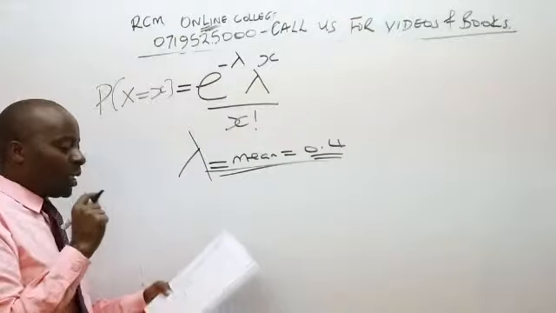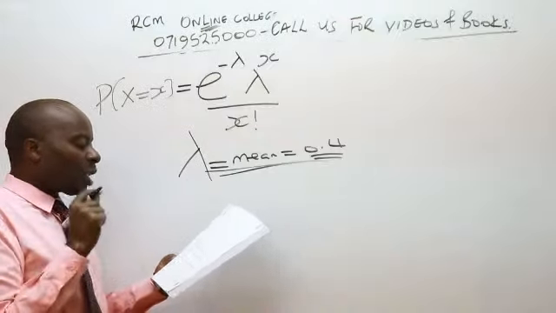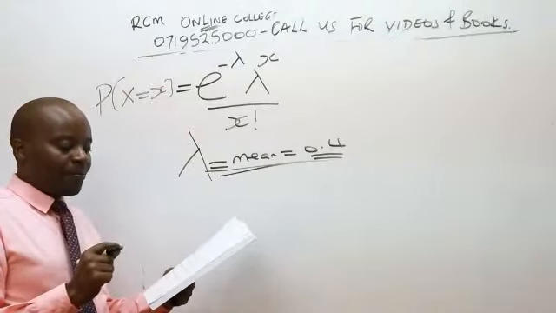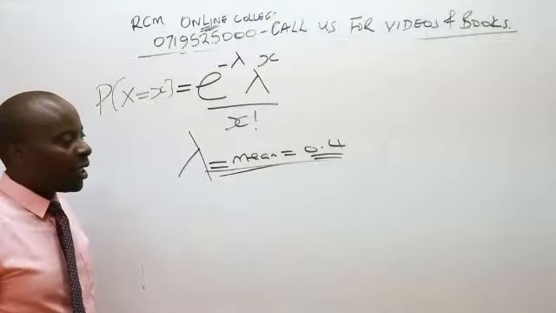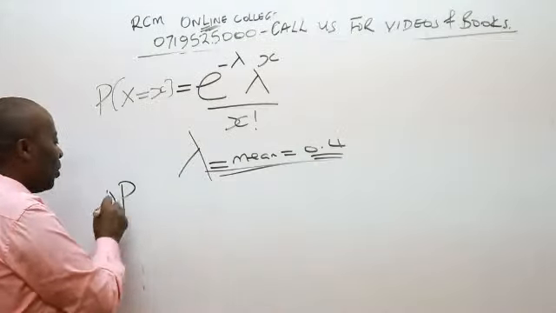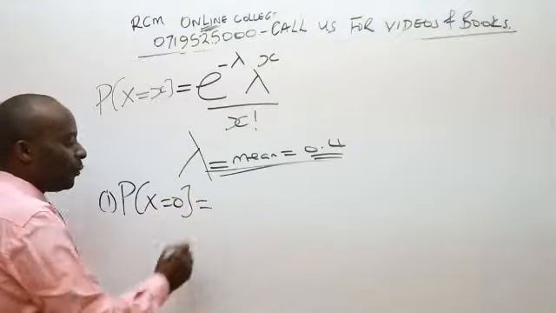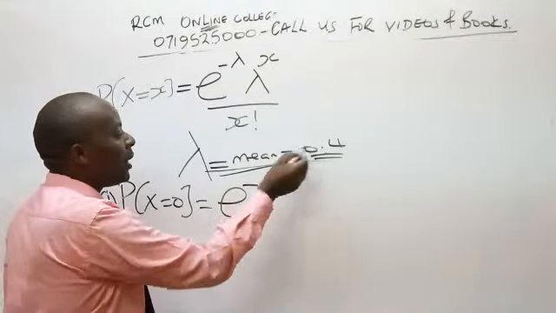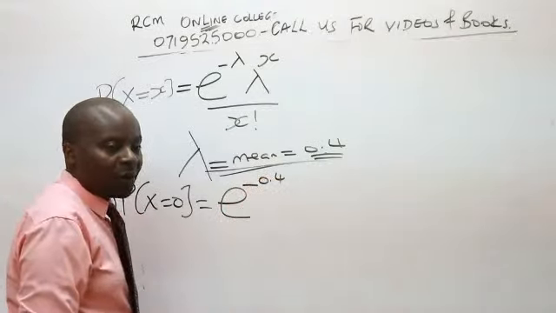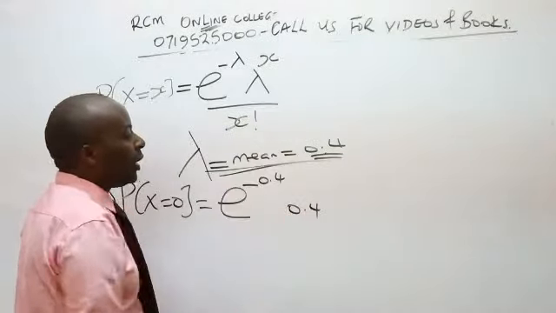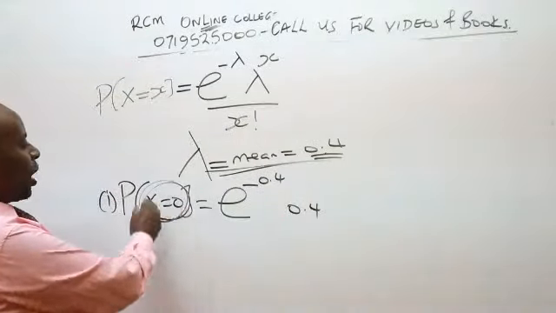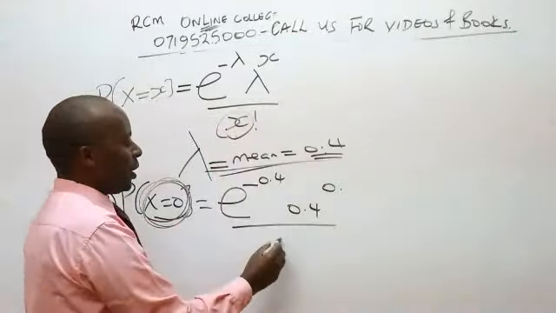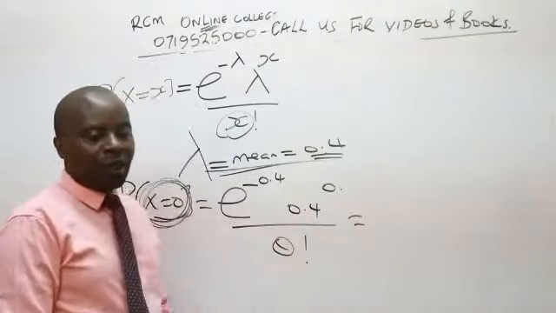So what do they want us to give them here? They want us to give them the probability that no transformers will be struck by lightning in a week. So basically probability of our x being equal to 0. This will be e raised to negative lambda. Our lambda here is 0.4. And then we have 0.4 raised to x, and the x that we want to work with is 0 here. So raised to 0, all over 0 factorial.